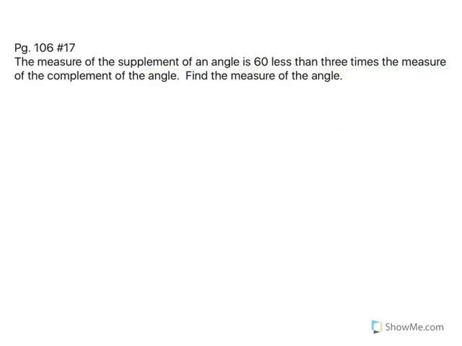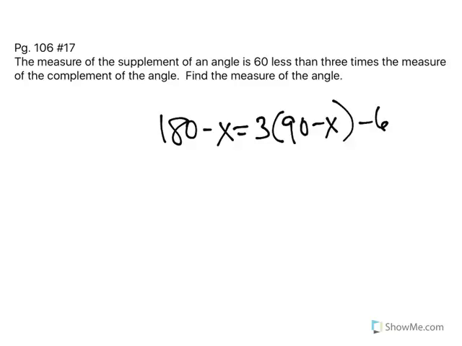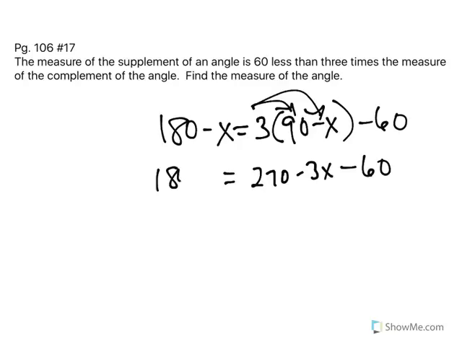So I'm going to go back to the original so that way it's a little neater, okay? So we have 180 minus X equals 3 times 90 minus X minus 60, okay? So we distribute the 3 to everything in the parentheses. 3 times 90 is 270 minus 3x minus 60 equals 180 minus x. So let's first combine the like terms over here. We get 270 minus 60 gives us 210 minus 3x equals 180 minus x.